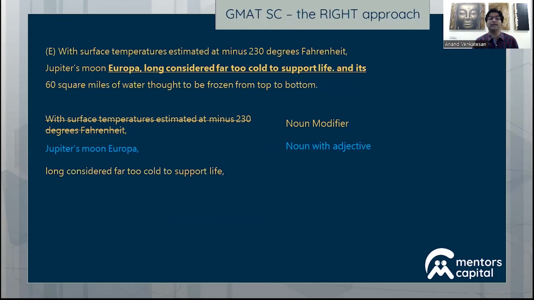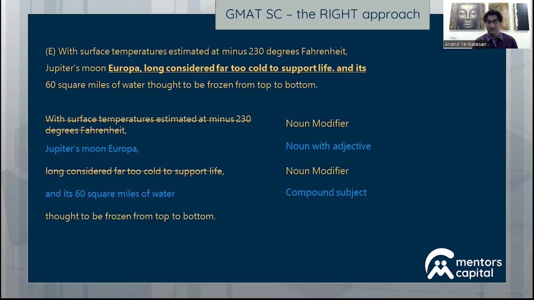Okay? And if I look at option E again, Jupiter's moon Europa, again, long considered too cold, which is a noun modifier, I can strike that off, right? So Jupiter's moon, Europa, and its 60 square miles of water. So A and B, a compound noun, like two things, right? Well, there's the verb. Two things thought to be frozen from top to bottom. Well, that's still a modifier because it begins with the past participle form, right? Thought to be frozen from top to bottom.